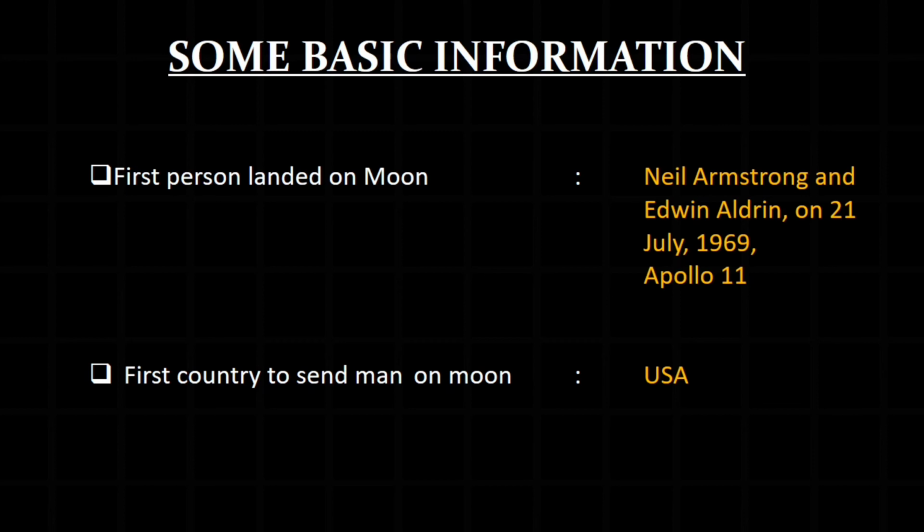First persons to land on the Moon: Neil Armstrong and Edwin Aldrin on 21st July 1969, Apollo 11. First country to send man to the Moon: USA.